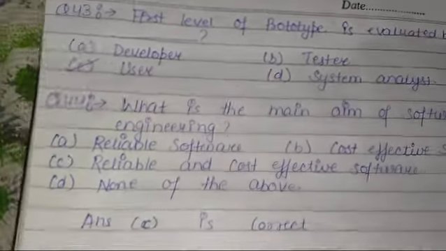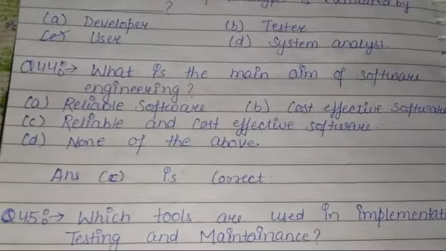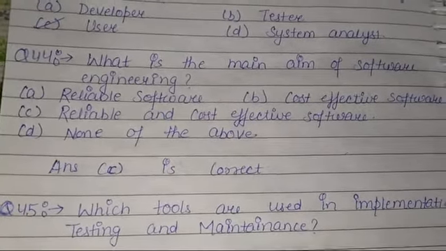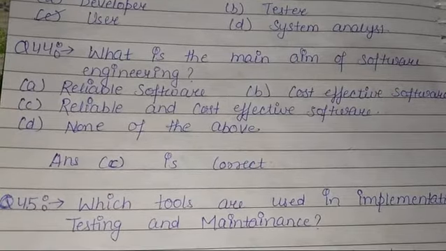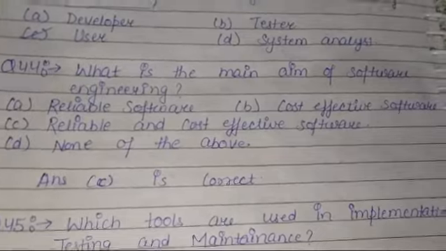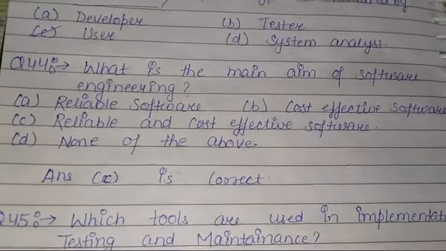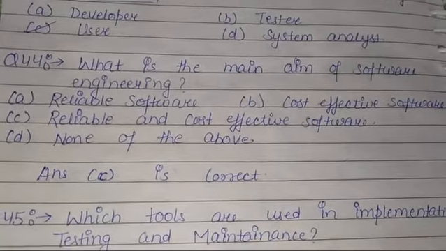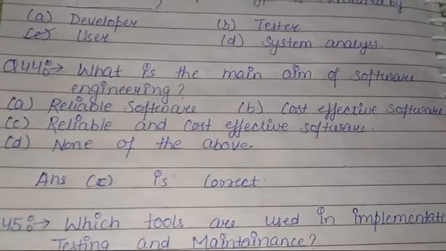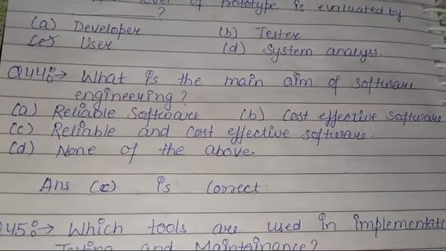Okay. Question 44. What is the main aim of software engineering? A. Reliable software, B. Cost effective software, C. Reliable and cost effective software, D. None of these. So C is the correct answer. The main aim of software engineering is to make software that is reliable and produced at less cost, so cost effective software. These both are correct, reliable and cost effective software.